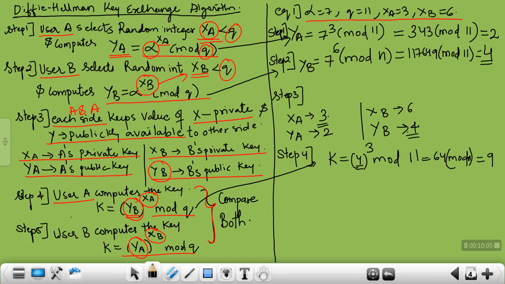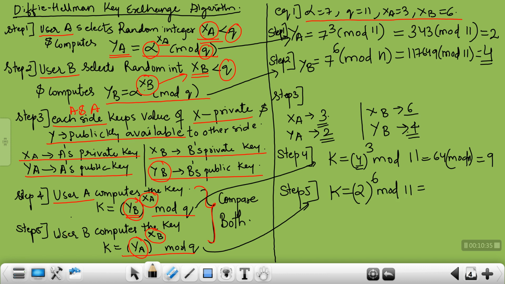So now in step 4, A has found out the key. In step 5, we need to check the key which is computed by B. To compute the key K, B will use K equals YA raised to XB. What is YA? YA is the public key of A. So when B is computing, it is using the public key of A raised to XB. XB is given to us as 6, mod of 11.